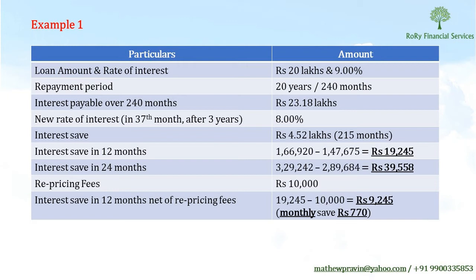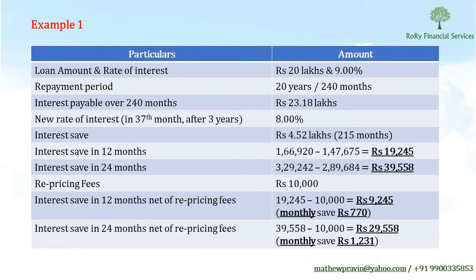If I take a slightly longer period, of course, my interest save will be higher. So if I take it over the next 2 years, it will be 39,000 minus 10,000, 29,000 rupees, which leads to a monthly save of 1,200 rupees, which is slightly higher. I'm not saying that this is low. I think it's worth it to go for it in this case. But let's not look at the amount of 4.52 lakhs over the next long tenor that we have left. It is highly probable that you will repay your loan faster, or you may sell your property.